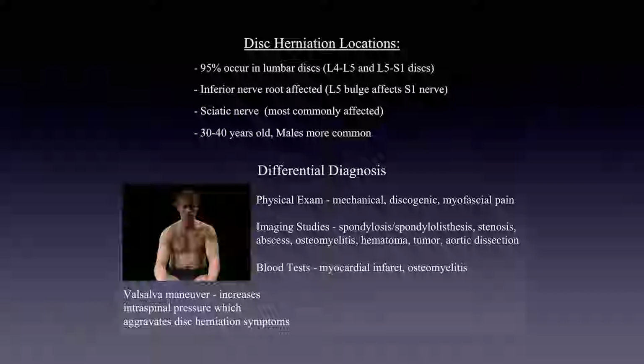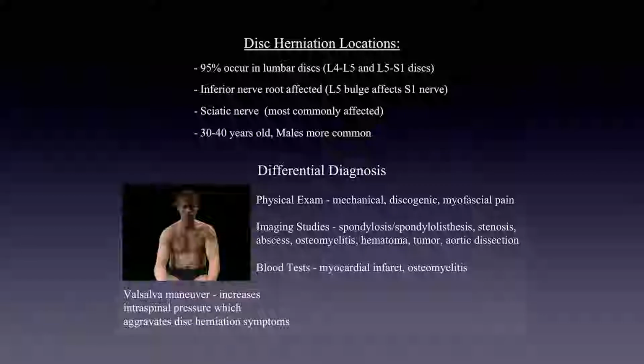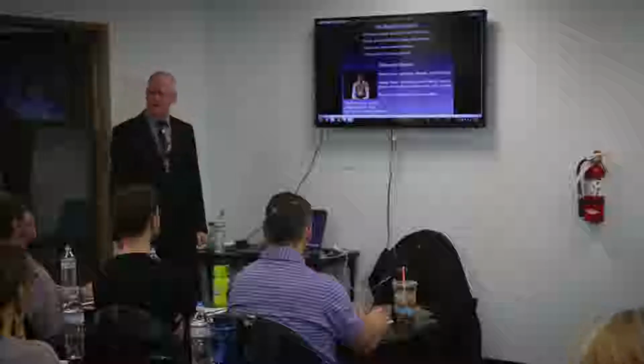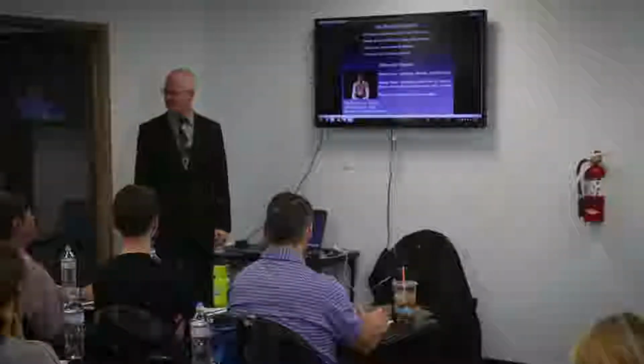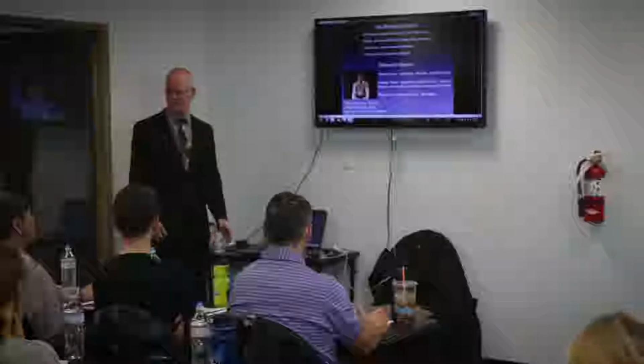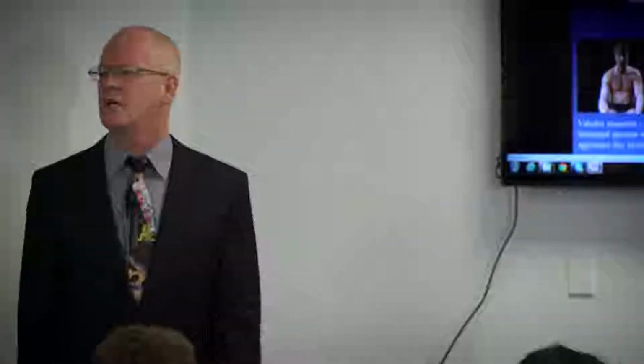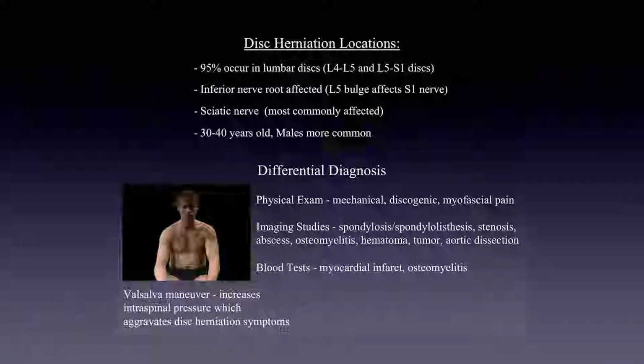Sciatic nerve is the most commonly affected nerve, although you can get the obturator and some of those others potentially affected in there some. Most disc herniations happen in the 30 to 40-year-old age range. So when I have a 70-year-old come in asking, do you think I have a disc herniation? Probably not, because your discs are pretty dried by now. So the good news is as you get older, less chance for disc herniation, although it does happen. And males are more common than females.